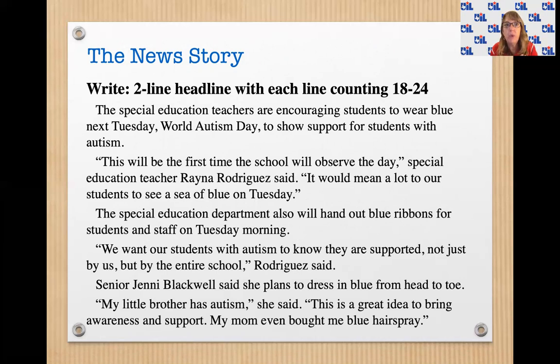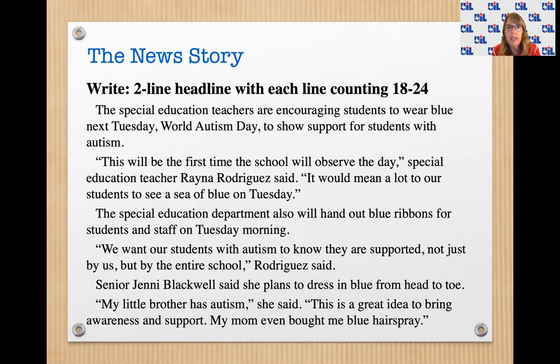Okay, so here's a straight news story. We need to write a 2-line headline with each line counting 18 to 24. Now, the way we do counts in this contest is every letter and every space counts 1. When I was in high school, I's were a half, space was a half, I think. W's were 1.5. There's a lot of math, which is another reason why I was not stellar at this. So now everything is just 1. A space is 1, a comma is 1, a letter is 1. Makes it a lot easier.